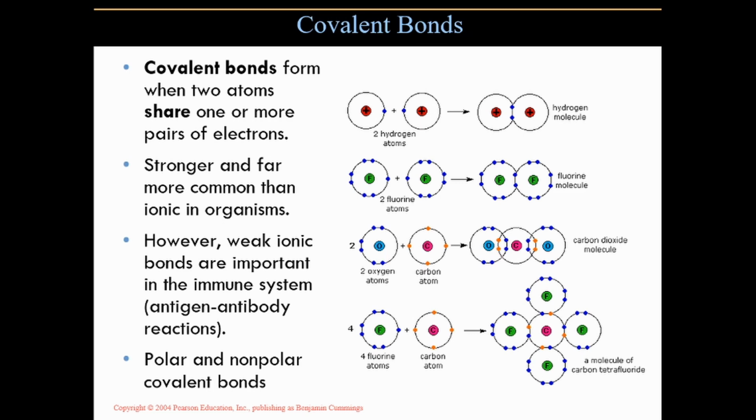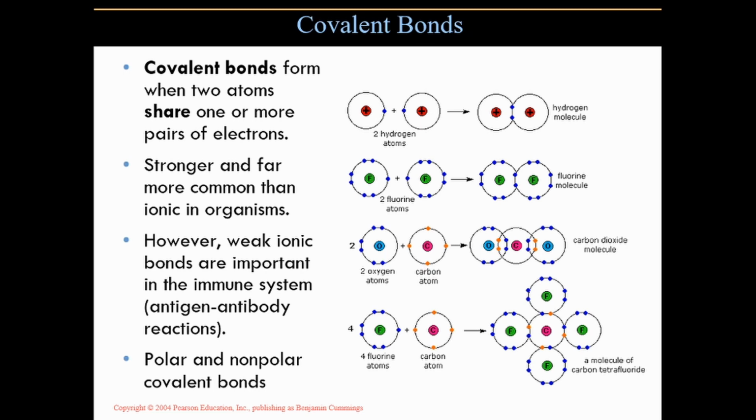Now, there are two types of covalent bonds: polar covalent bonds and nonpolar. Remember, covalent bonding is the sharing of electrons, but there is some variation in the way those electrons are shared. If the electrons are shared unequally, in other words, if one atom has a stronger pull on the shared electrons than another atom, we call that a polar covalent bond.